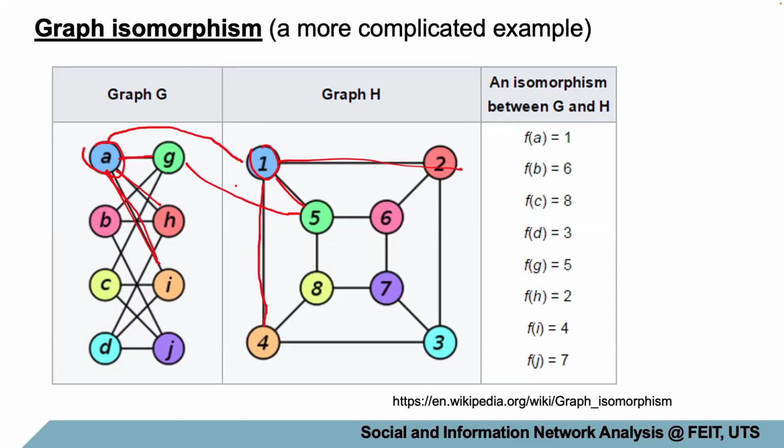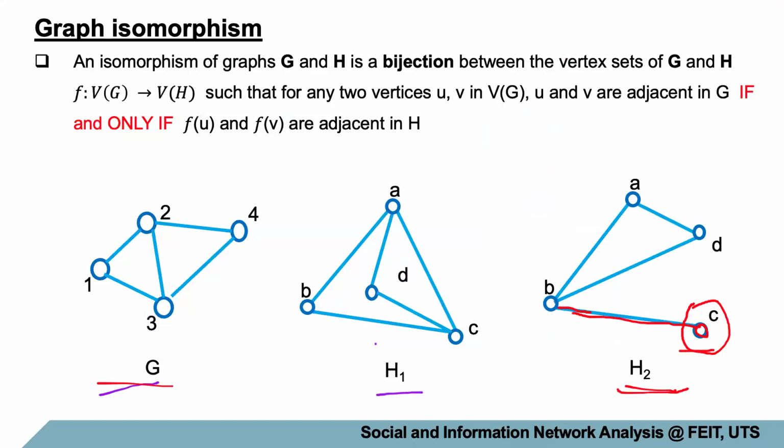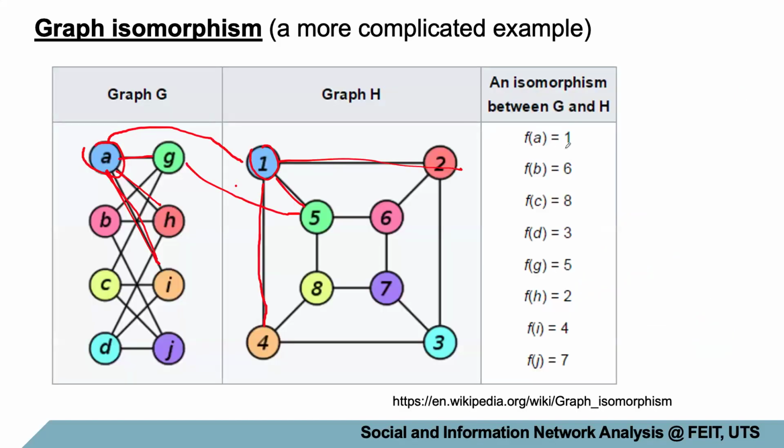Yeah, okay. So another question from Changling: what is the meaning of the F(A)? So this F(A) equals 1, that means we use F to denote the bijection between the vertices. So F(A) equals 1 means that vertex A in graph G is mapped to vertex 1 in graph H. Yeah. Zero is correct. Thanks.